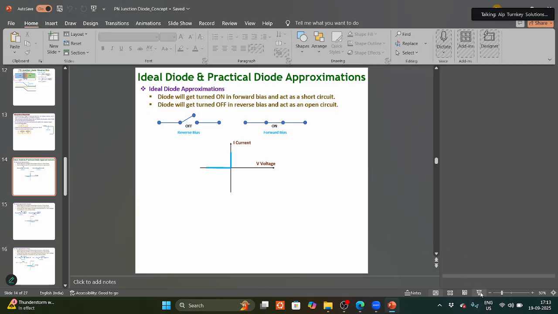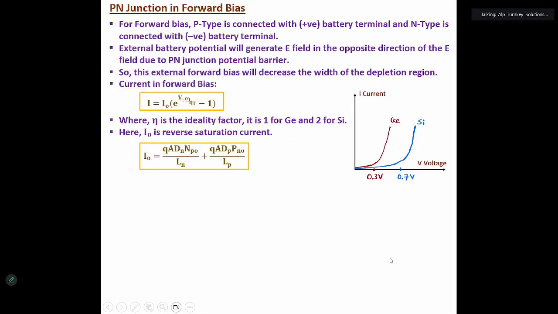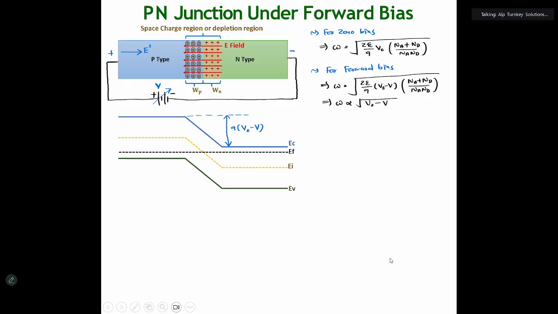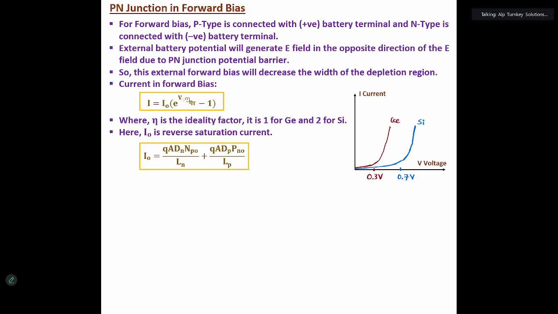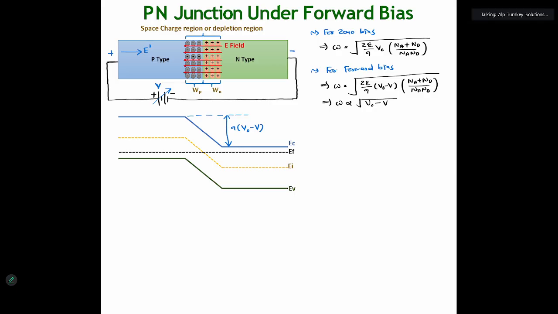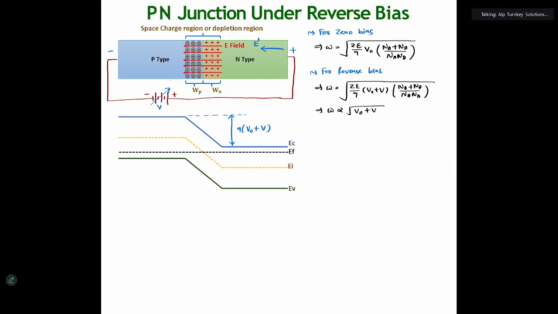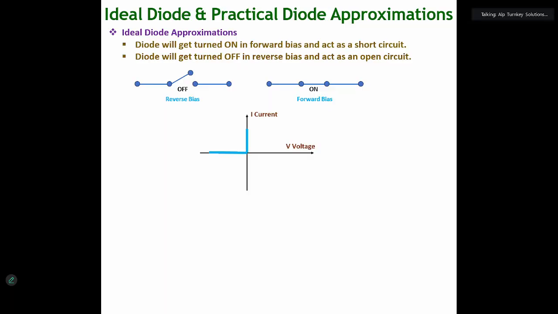Okay. So we completed the last class with the PN junction diode in forward bias and reverse bias. We saw the operation with respect to electric field, the energy band diagram, and the width of the depletion layer. In forward bias, the width of the depletion layer will decrease, and in reverse bias, the width of the depletion layer will increase. Okay. And next we will see the basic ideal and practical diode.